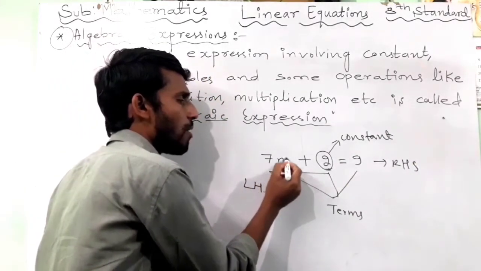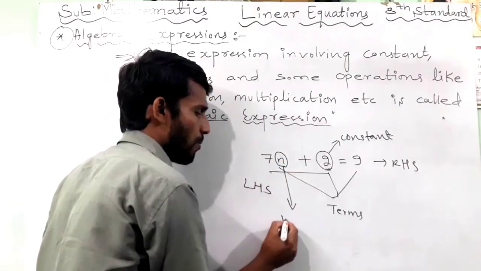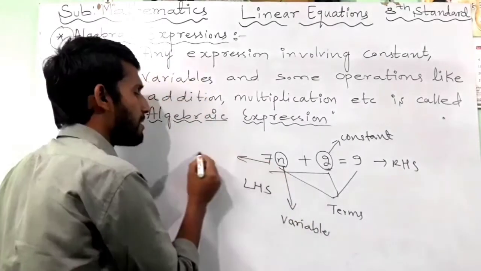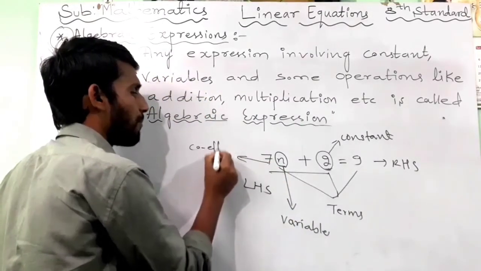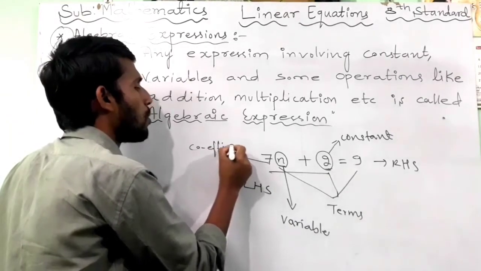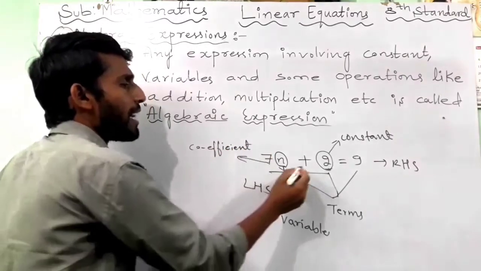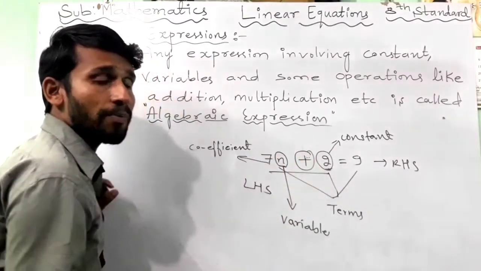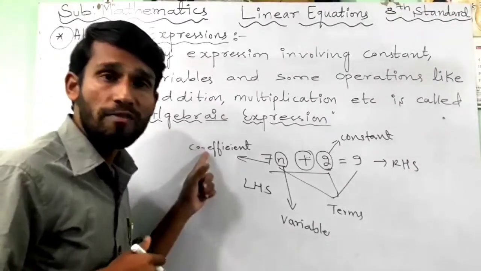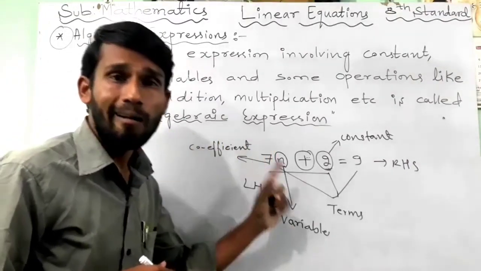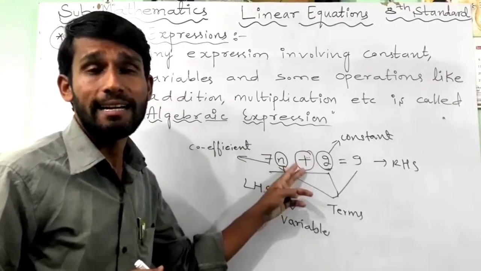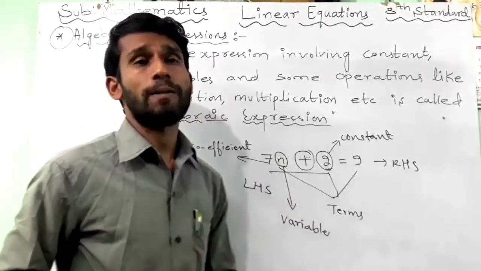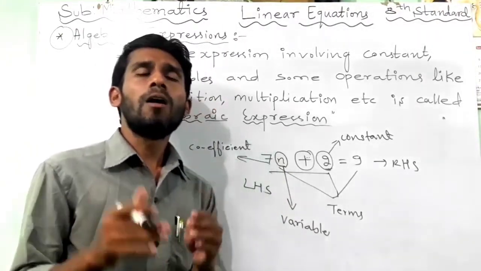Next, here 7n. Here n is the variable, and n is attached with 7. This is the coefficient. Here we have plus, which is the operation. An expression with coefficients, variables, constants and operations like addition, subtraction, multiplication, we call an algebraic expression. Dear friend, now equation.